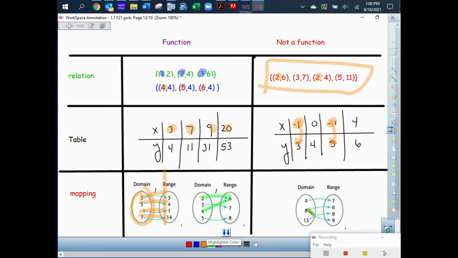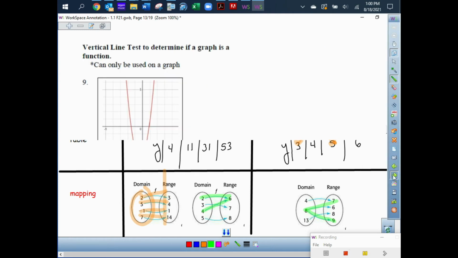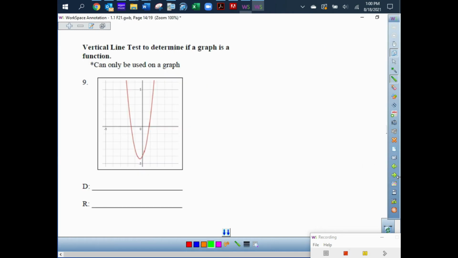And can you see why this isn't good, right? Because 8 maps to more than one element in the range. Cool with functions? Then old school. That's when you've just got a relation, a table, and a mapping. There's another way that we're very familiar with to see if something is a function, but that has to be a graph. That's called the vertical line test. Remember the old vertical line test? But you can only use the vertical line test on a graph.